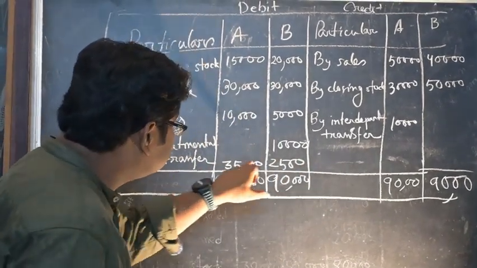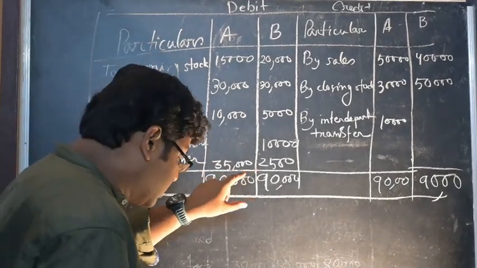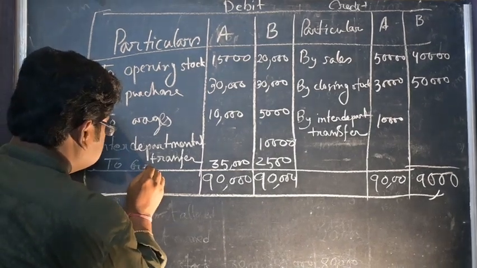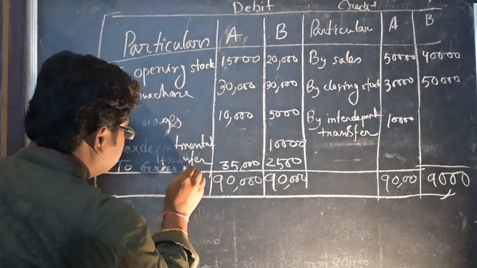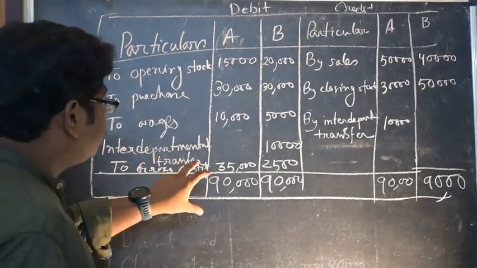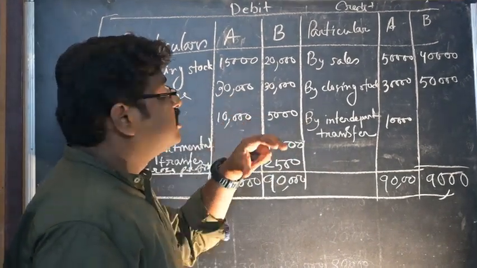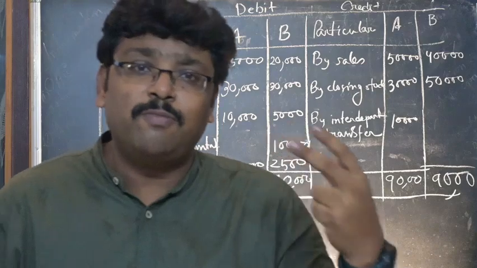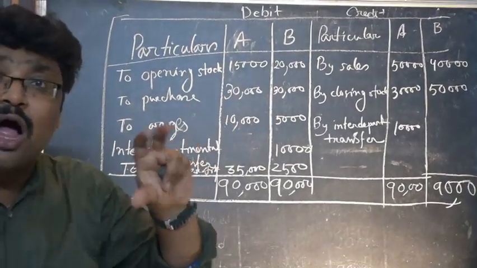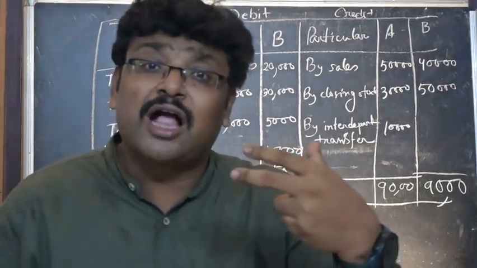Okay. So what is this? These are nothing but the gross profit. This is the information that was given in the problem, and on that basis we have solved the trading account. Now we form the profit and loss account.